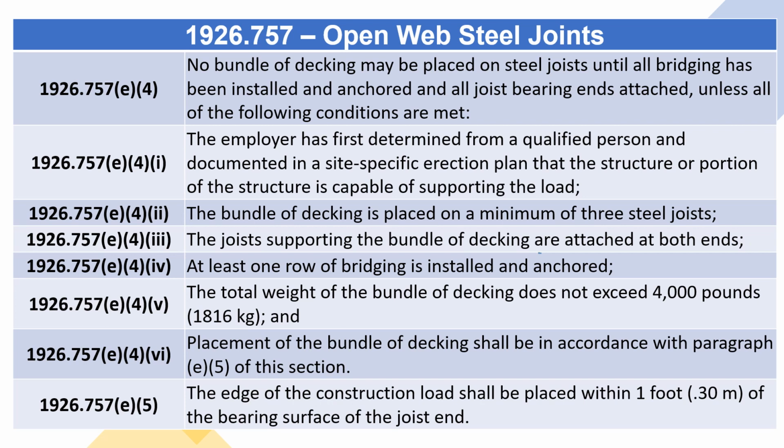The bundle of decking is placed on a minimum of 3 steel joists. The joists supporting the bundle of decking are attached at both ends. At least one row of bridging is installed and anchored. The total weight of the bundle of decking does not exceed 4,000 pounds (1,816 kilograms), and placement of the bundle of decking shall be in accordance with paragraph E5 of this section. 1926.757 E5. The edge of the construction load shall be placed within 1 foot (0.30 m) of the bearing surface of the joist end.